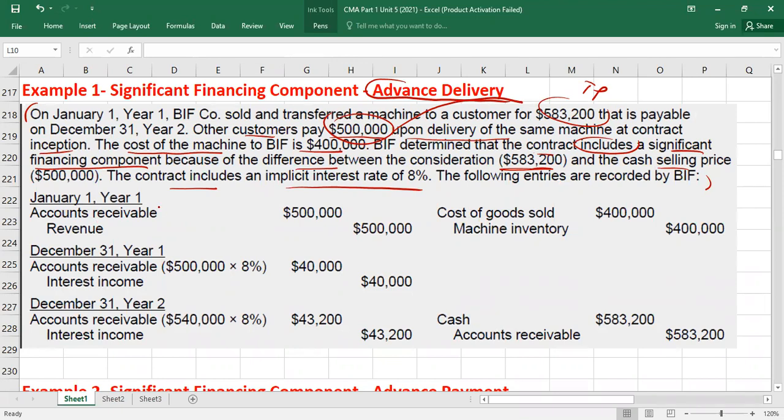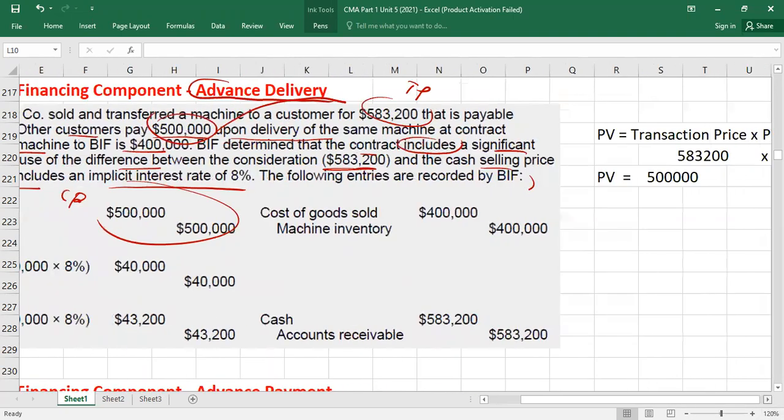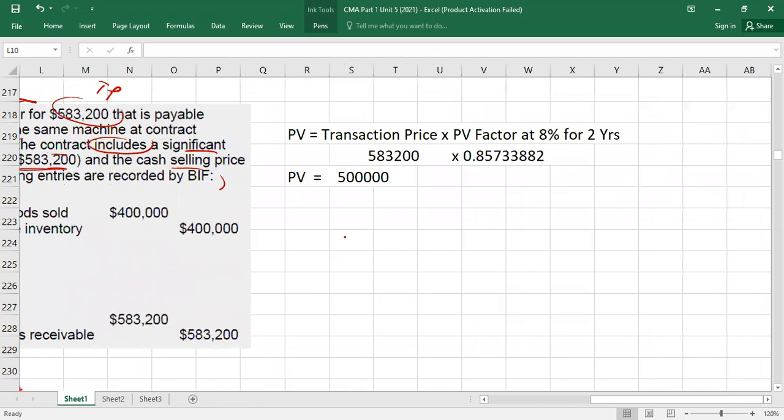So what will we do? We will debit what? Accounts receivable, and we will credit what? Revenue. With which price? With the cash price. Actually, this cash price is the present value. And how did you get the present value? Maybe it is written here. I'm not sure if you have an idea about it or not, but actually, this is the present value. The cash price we assume here is the present value.